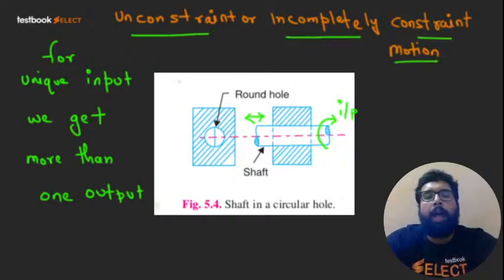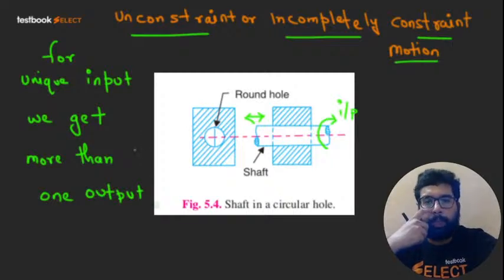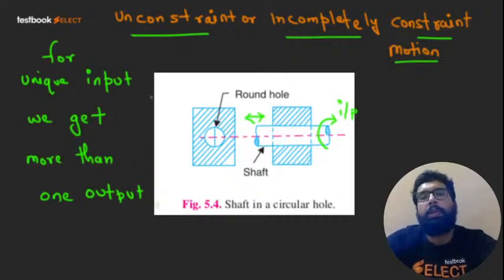I hope till this point, please reply to me in the chat. How to identify completely and incompletely constrained motion, is it clear to all of you? Is it fine or not? Please say yes or no in the chat.